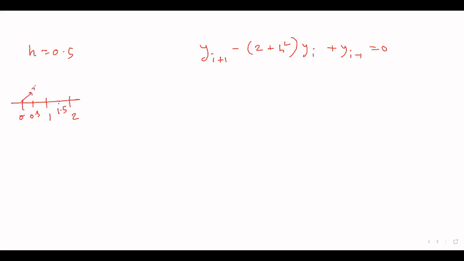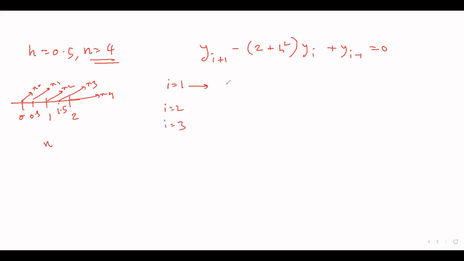So technically, this is x0, this is x1, this is x2, this is x3, and this is x4. So in our case, for h equals 0.5, n is actually 4, right? So what we can do is put i equals 1, 2, and 3 in this equation.